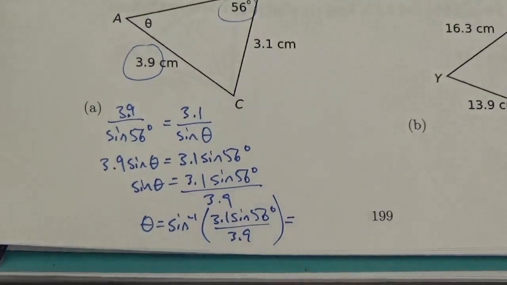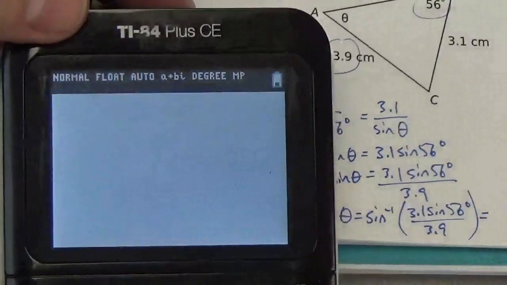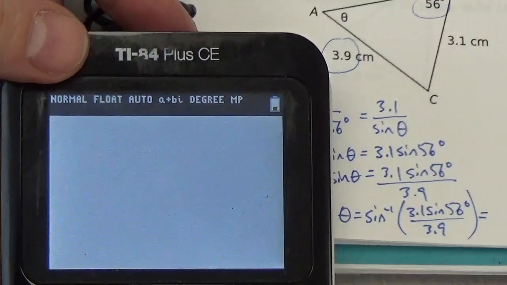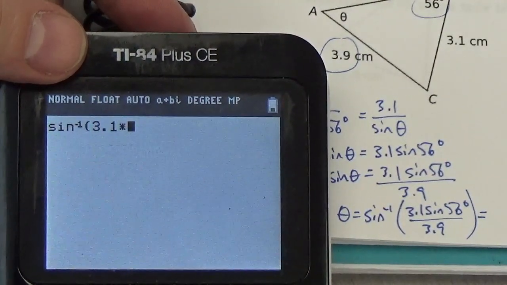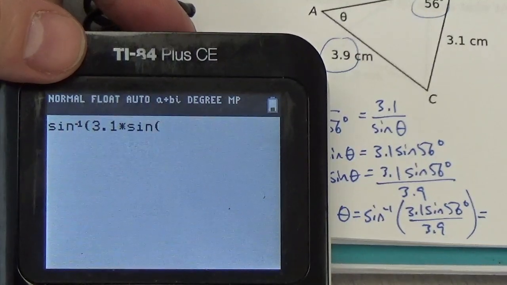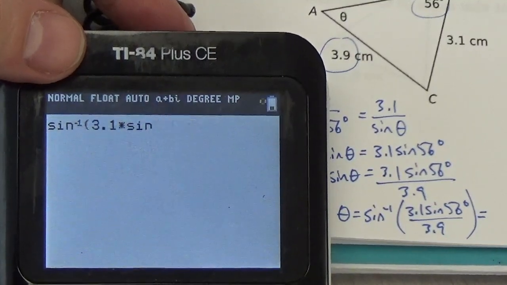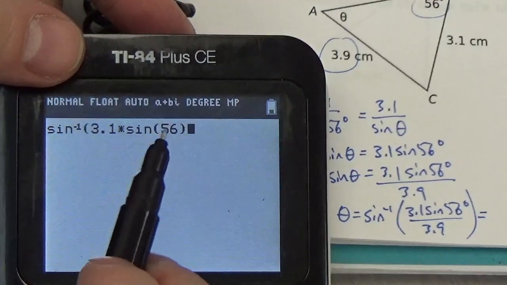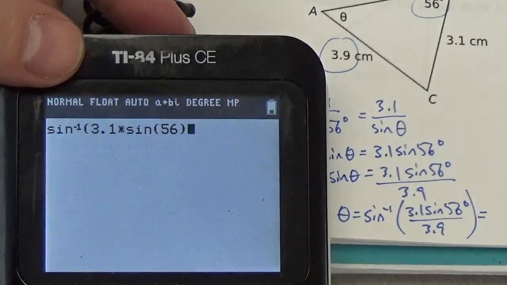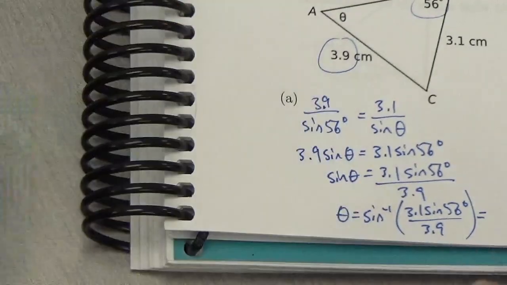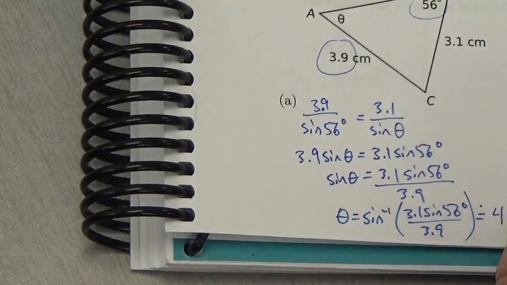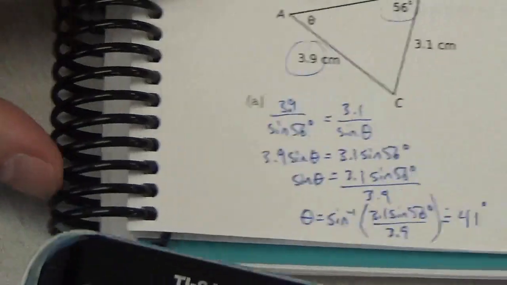And let's see what we get. That is going to be the inverse sine of 3.1 times the sine of 56. I want to close brackets around that, to make sure that I'm only taking the sine of the angle. And then divide by 3.9, close that all off. And I get 41 degrees. Approximately 41 degrees. There we go.